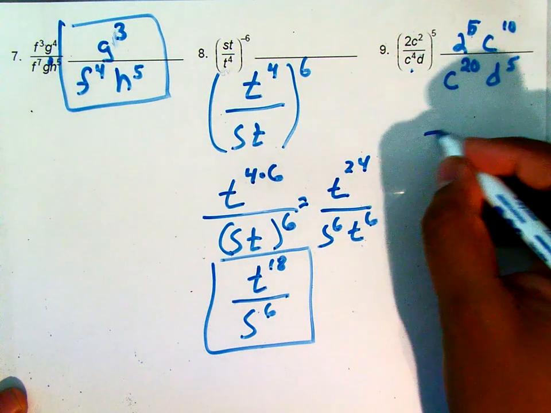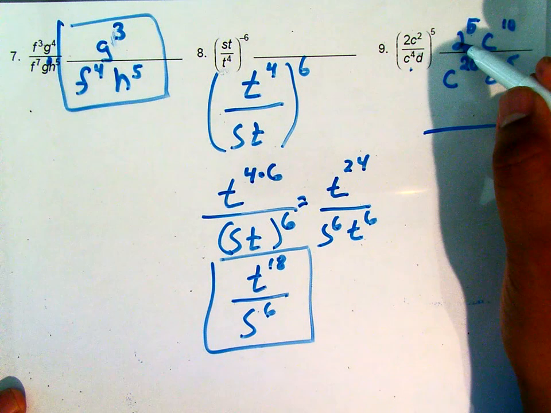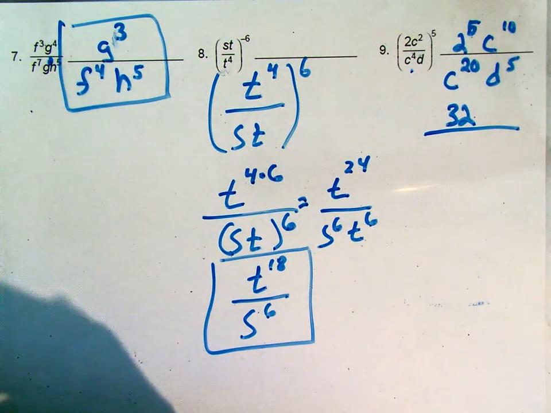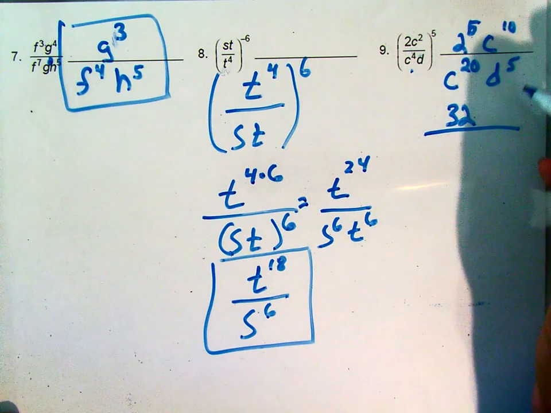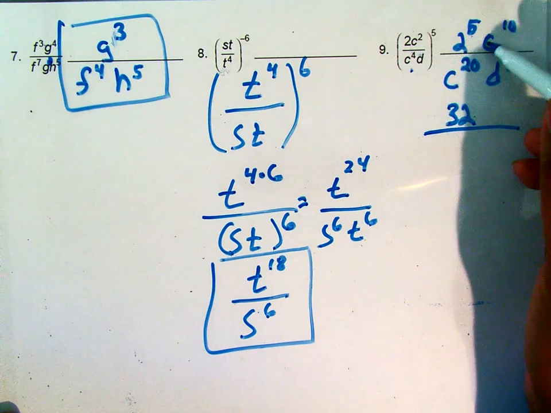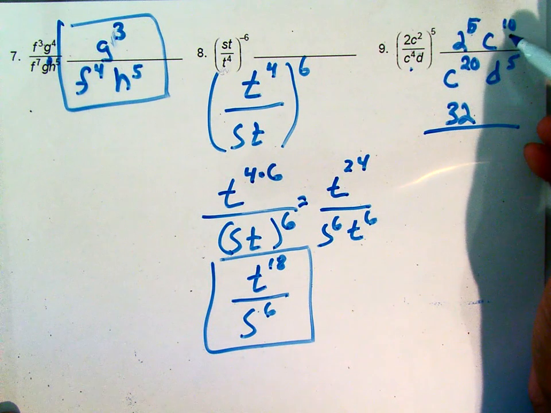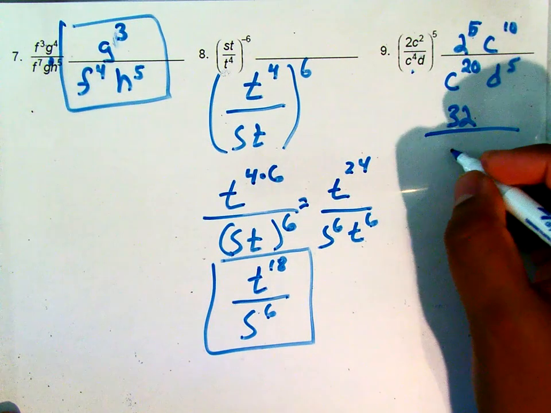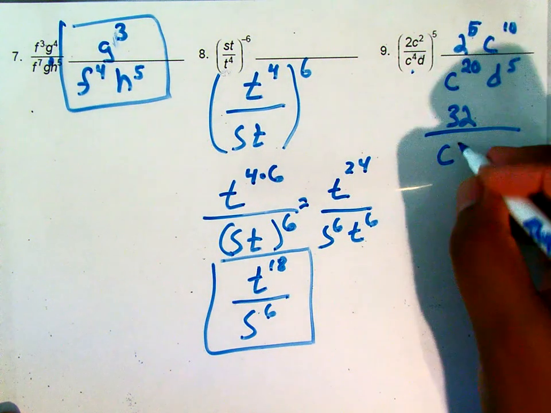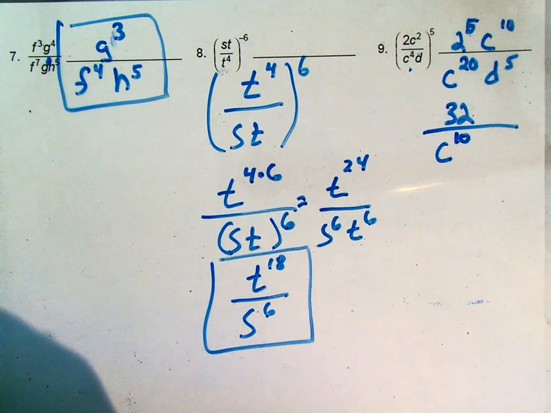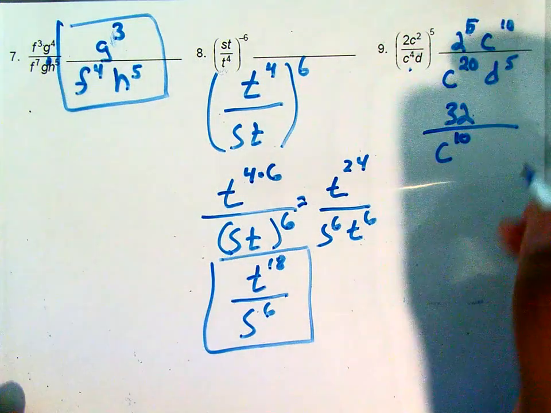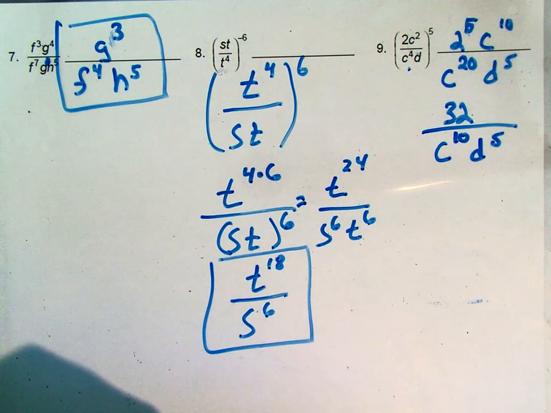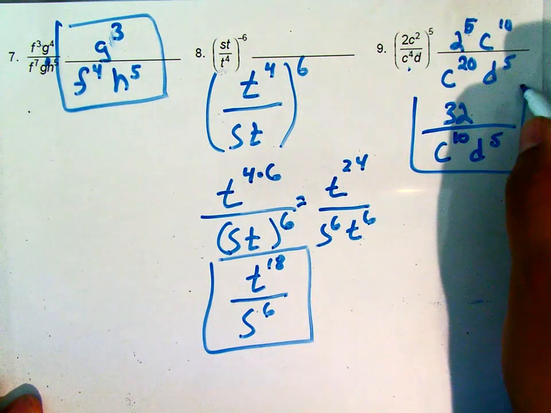So I'm going to do another divide line here, and go ahead and do 2 to the 5th, which is going to be 32. And now I'm going to go ahead and simplify here. 20 minus 10, since these have the same base, that's going to be 10. And since the 20 is bigger, we're going to leave it in the denominator. So that's going to be c to the 20 minus 10, which is 10. And then we're just going to leave the d to the 5th. And this is my final answer.